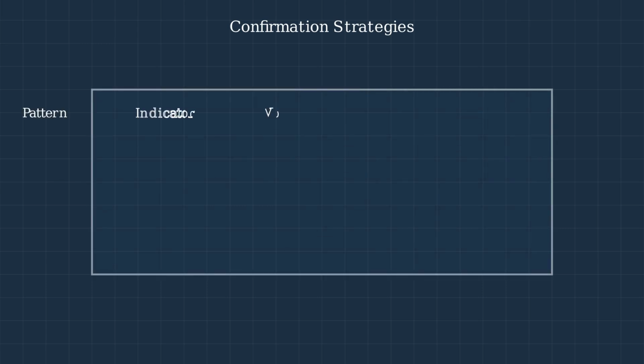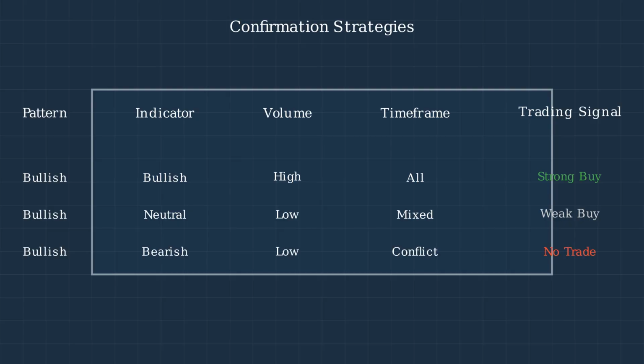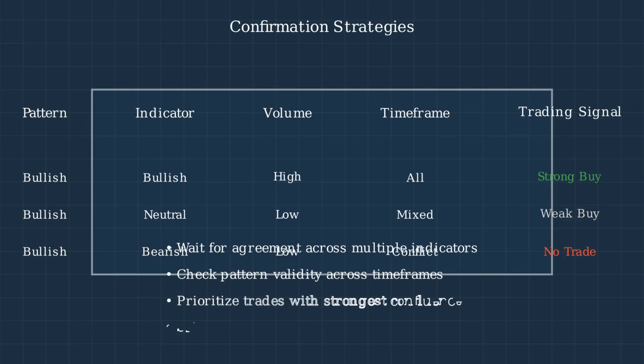Confirmation is essential before acting on any pattern recognition signal. When all indicators align with high volume and consistent timeframes, you have a strong trading signal. Conflicting signals or low volume confirmation should reduce position size or lead to avoiding the trade entirely. Successful traders develop a methodical approach to confirmation, checking multiple factors before committing capital.